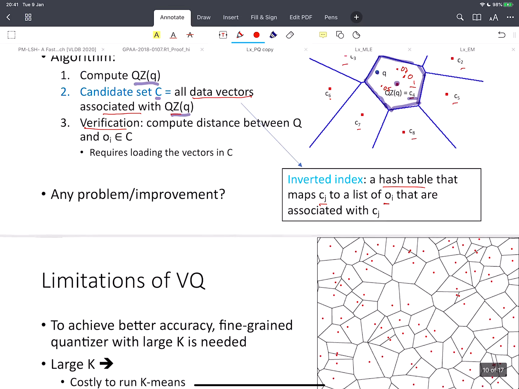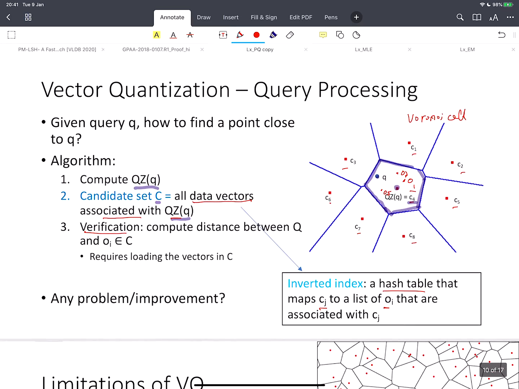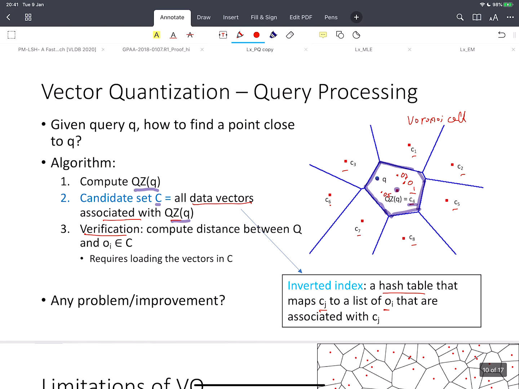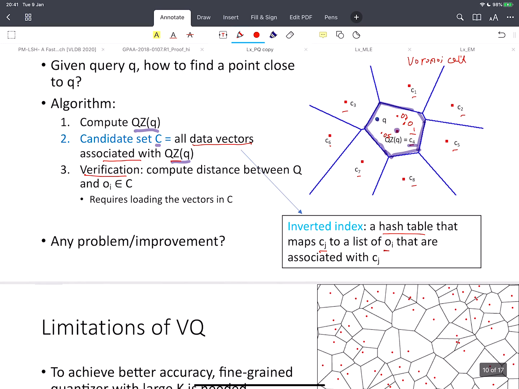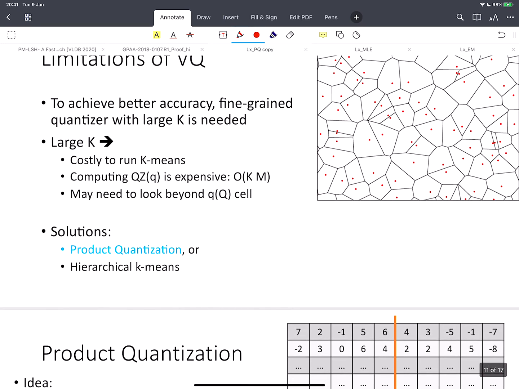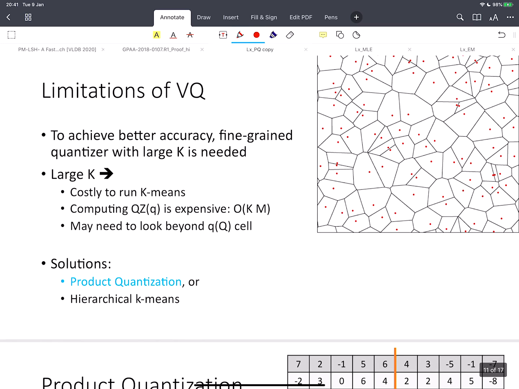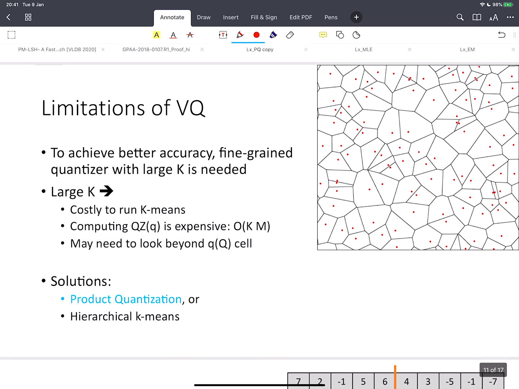So whenever we do the query, we not only need to look into the cell where the query is located, we also need to look at, intuitively, neighboring cells. That's the general idea. But it turns out that for vector quantization, it's not so easy to do. There are a few ways to do that, but we'll focus on one way, which is product quantization, PQ.